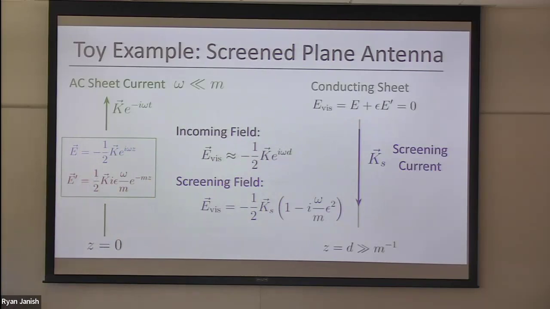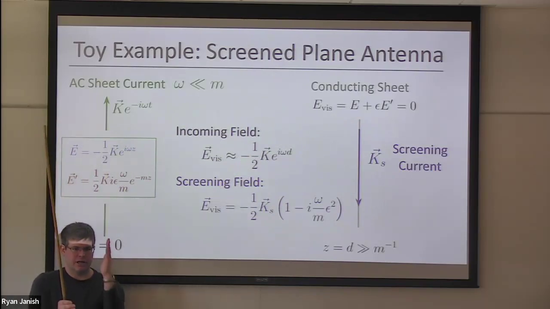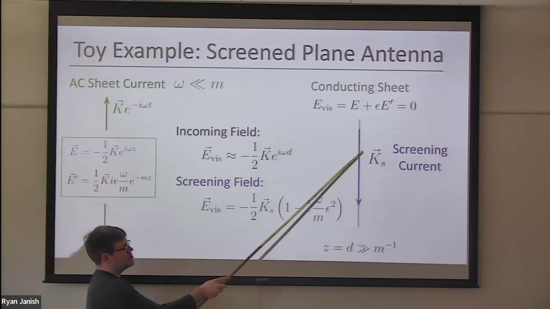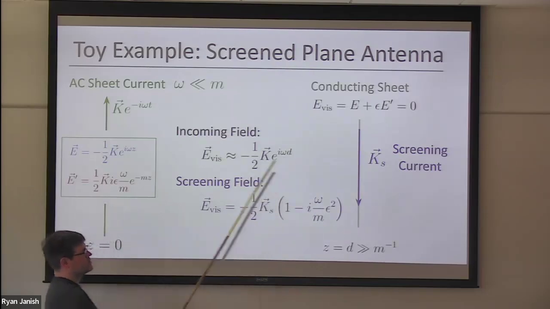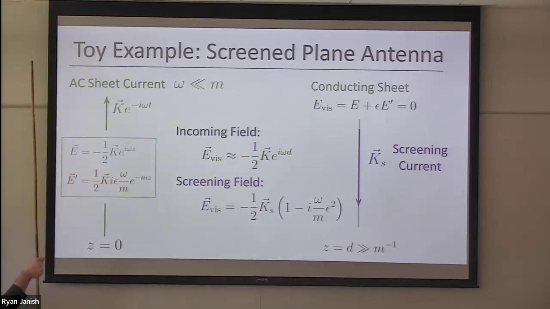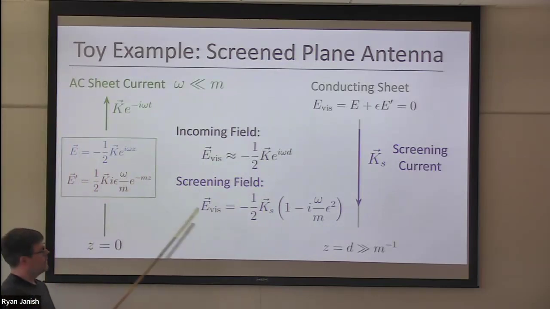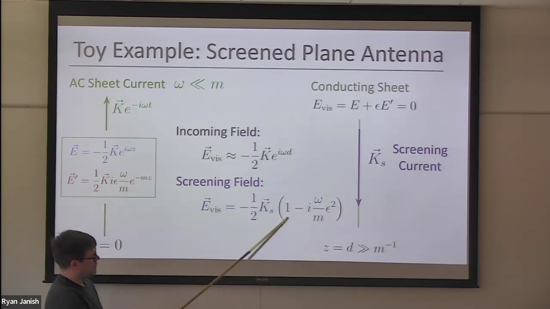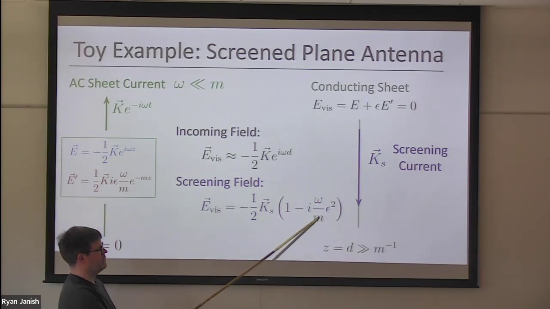But when the conductor goes to screen it, it's going to generate both components. It's going to generate the massless E and the massive E prime. It doesn't have a choice. They both couple to the current. It generates both of them. And so the field right here at the surface, which is within the fall off length, the 1/m, we don't have the exponential suppression.